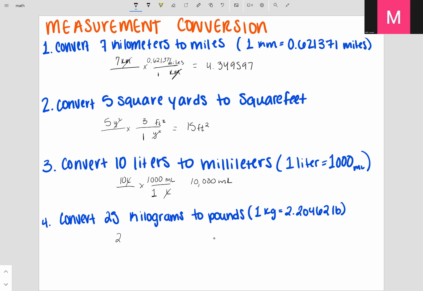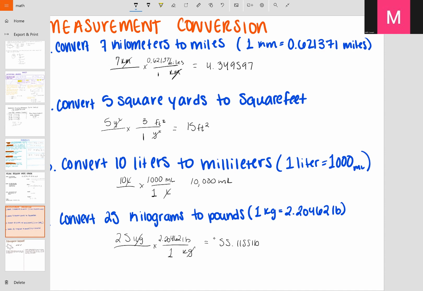Last, we want to convert 25 kilograms into pounds. And for 1 kilogram, that is 2.20462 pounds, which is 55.1155 pounds.